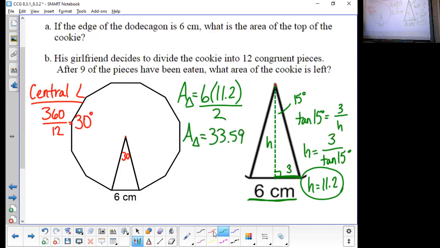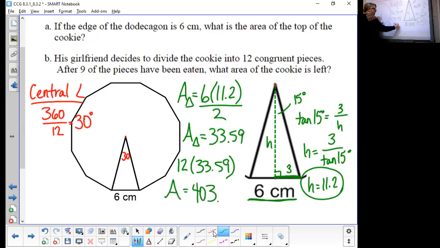What's the area of my cookie then? What do I have to multiply that by? 12. So I'm going to do 12 times 33.59 to get the total area, because there were 12 congruent triangles. And I get the total area is 403.06. My units were centimeters, so it would be centimeters squared. If you rounded earlier in the process, your number might be off a little bit from where mine is, because I didn't round until the end.